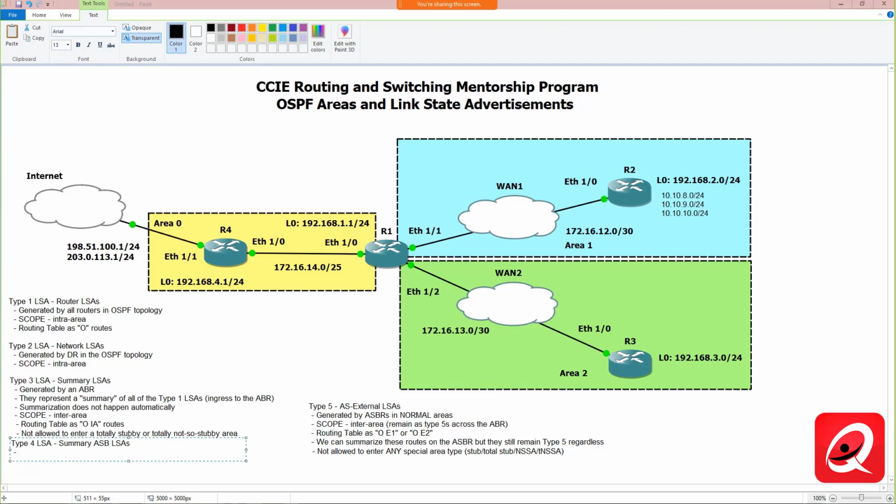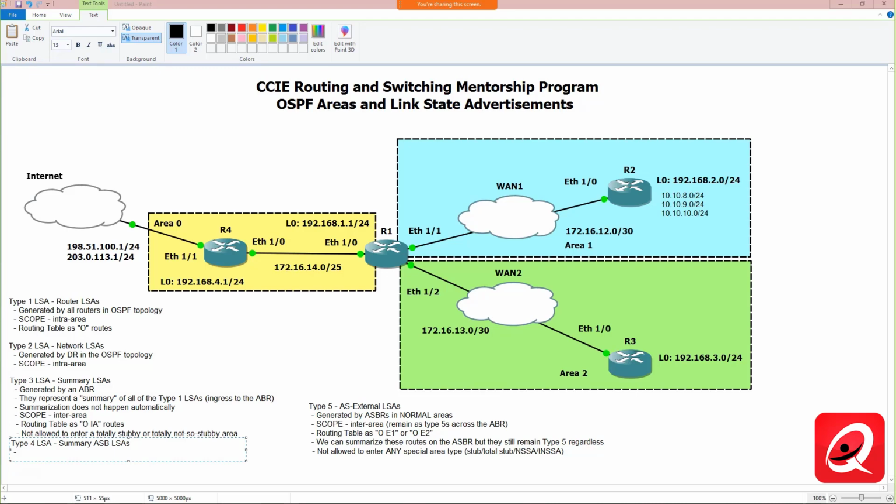What I want to describe, though, is what Mike is asking: why would I choose an OE1 route over an OE2 route? Why would I choose that, and so on? So I'm going to describe that in a little bit here, Mike. Okay, let me just wrap up this discussion about type 4, and then we'll get into that in a little bit.